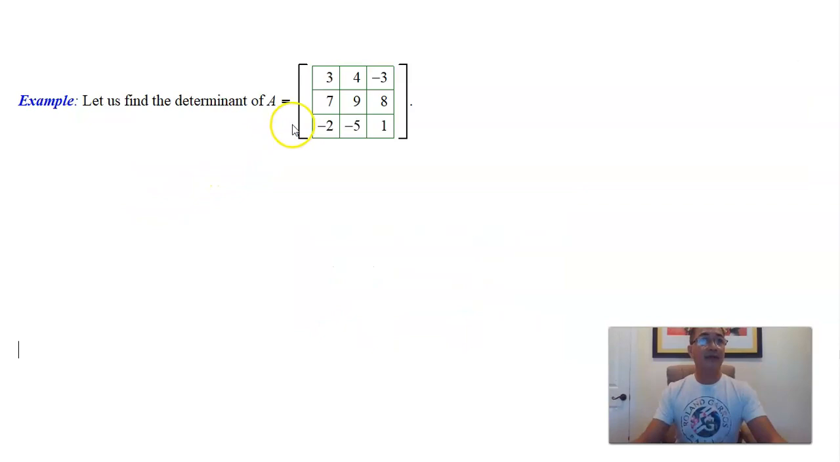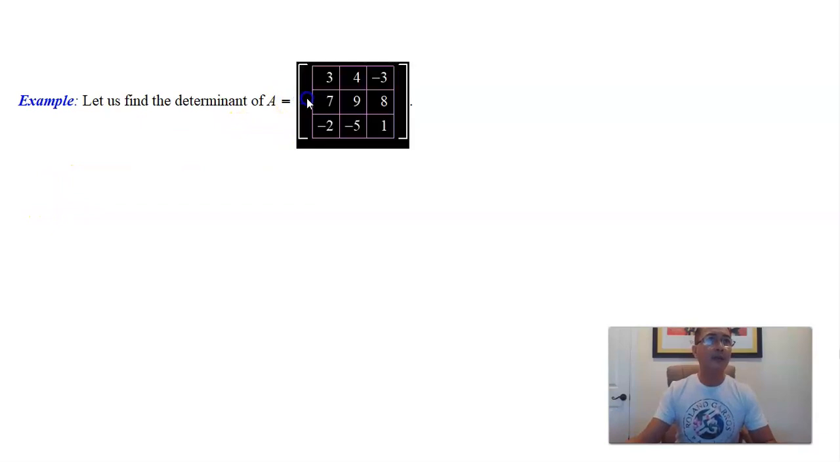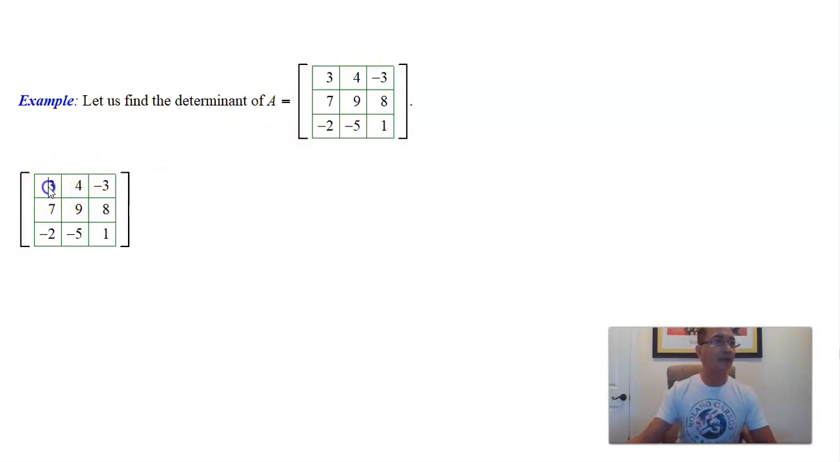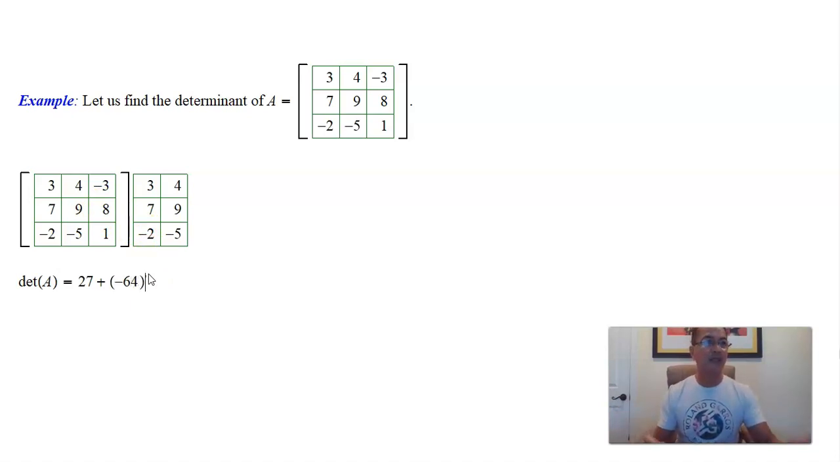So let's find the determinant of this 3 by 3 matrix. Okay, so the mnemonic said, let's make a copy over here. Copy the first two columns to the right. Okay, and then we will multiply the entries together going to the right. 9 times 3, 27, positive contribution. 4 times 8 times negative 2, I believe that's negative 64. So you can write it as plus negative 64 or just minus 64.